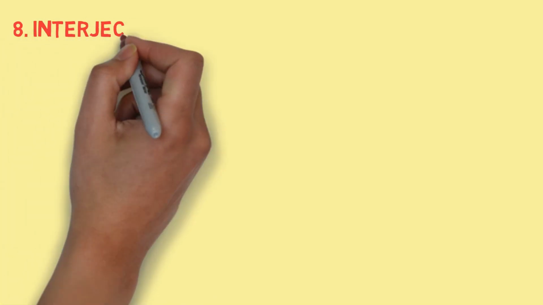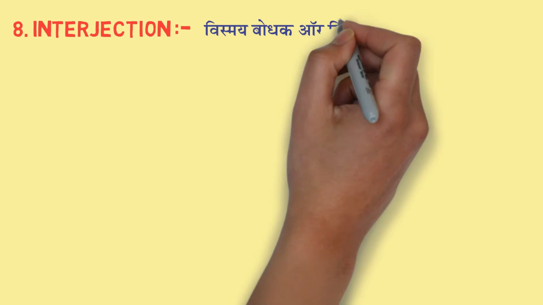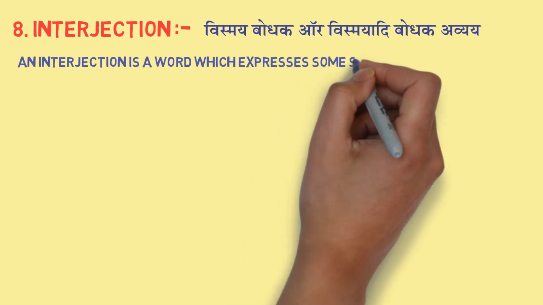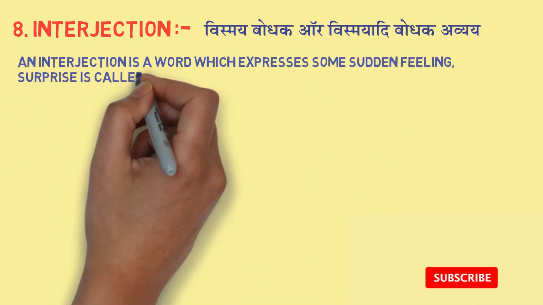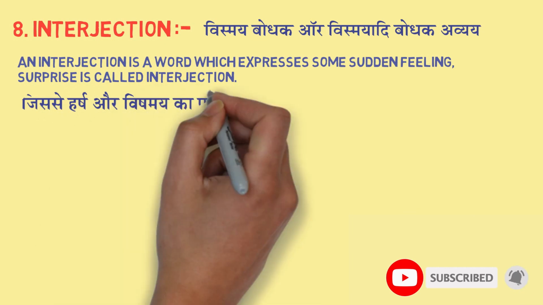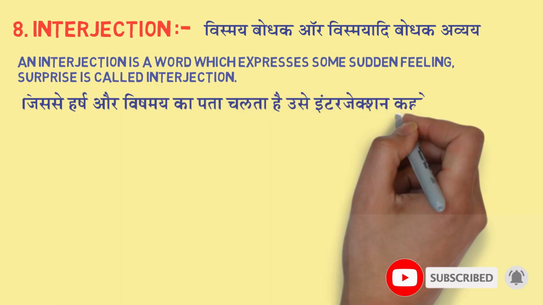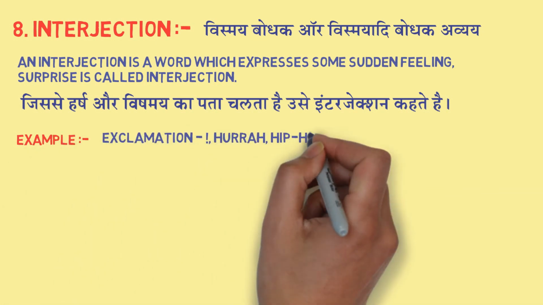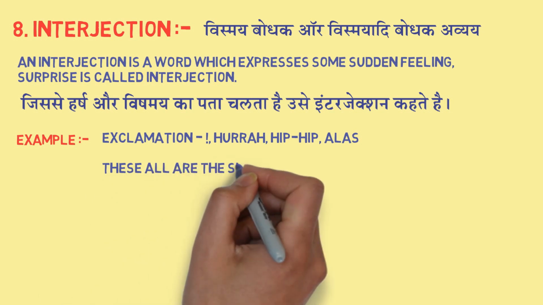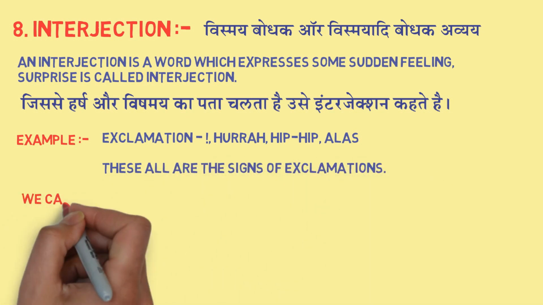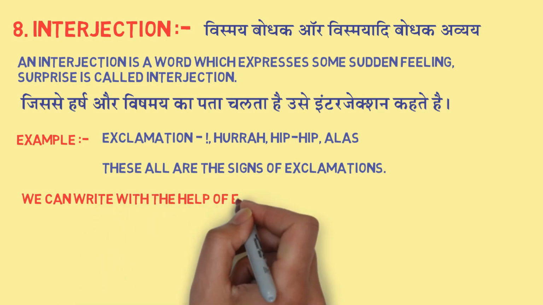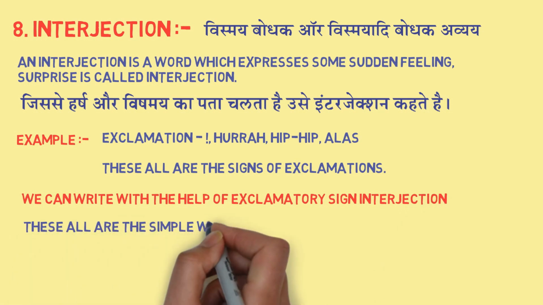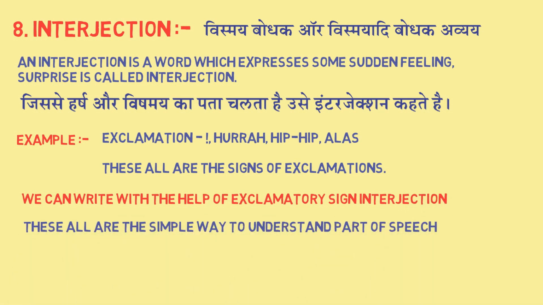Now, eighth part of parts of speech, interjection. Vismay bodhak. An interjection is a word which expresses some sudden feeling or surprise is called interjection. जिससे हर्ष और विस्मय का पता चलता है उसे इंटरजेक्शन कहते हैं. Example: exclamation, hurrah, hip hip, alas. These all are the signs of exclamation. We can write interjections with the help of the exclamatory sign. These all are the simple way to understand parts of speech.